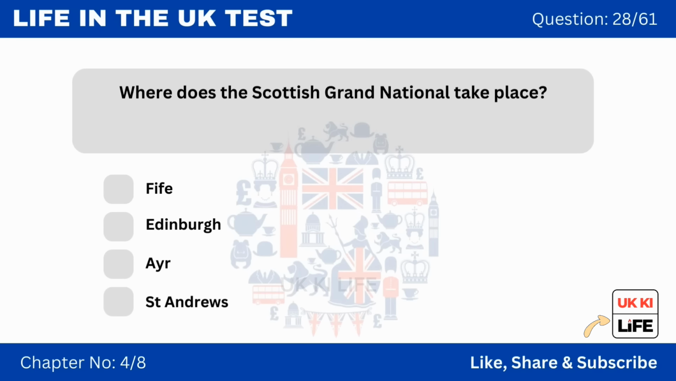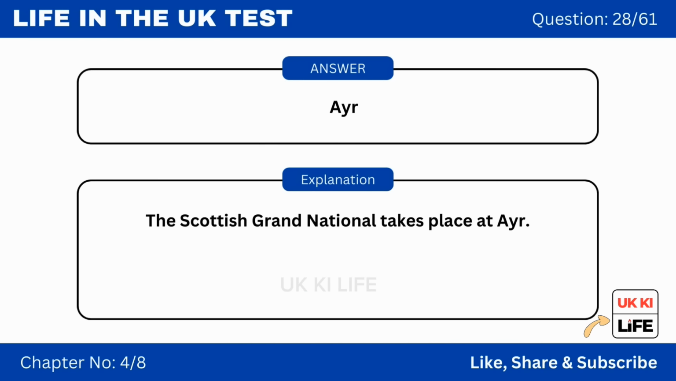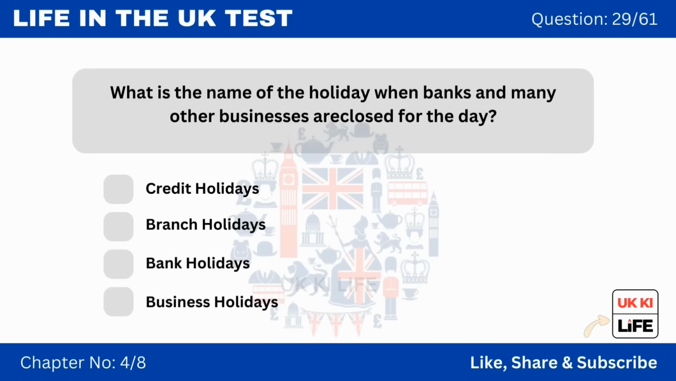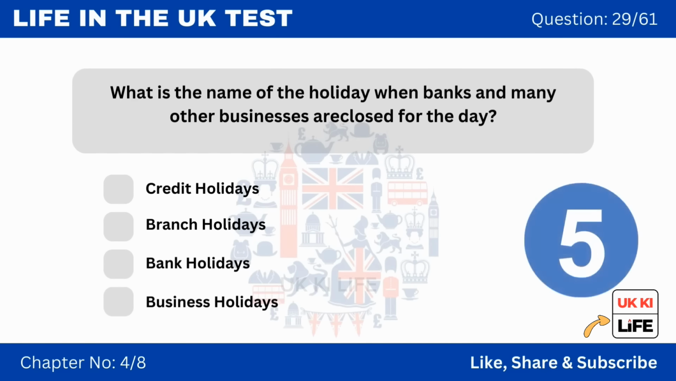The correct option is C. Explanation. The Scottish Grand National takes place at Ayr. Question 29. What is the name of the holiday when banks and many other businesses are closed for the day? Credit holidays, branch holidays, bank holidays, business holidays.